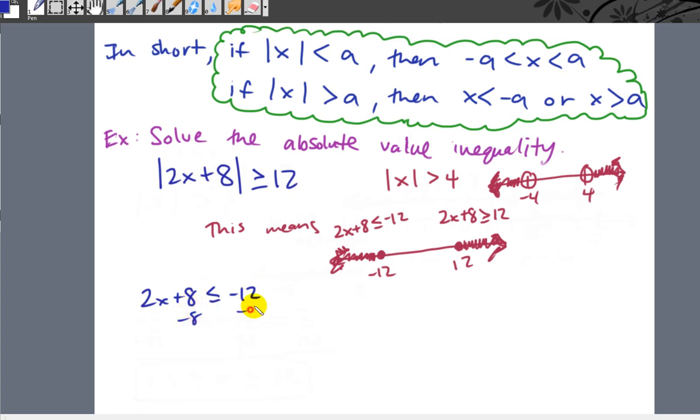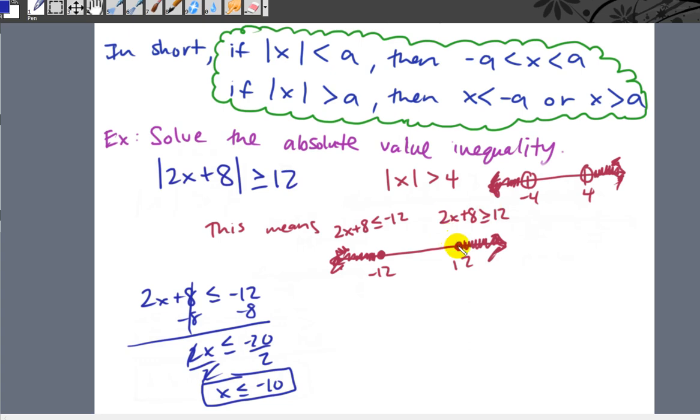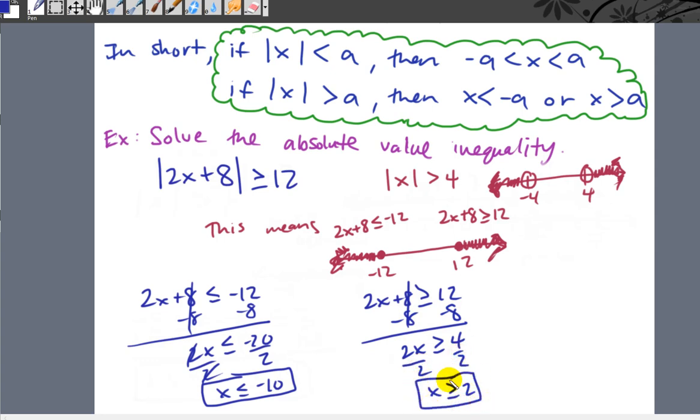We can subtract 8, so we have 2x is less than or equal to negative 20. Then we divide by 2, and we get x is less than or equal to negative 10. Now let's manipulate the other one: 2x plus 8 is greater than or equal to 12. We subtract 8 and get 2x is greater than or equal to 4. Divide by 2, and we get x is greater than or equal to 2. That is basically how you would do that problem.